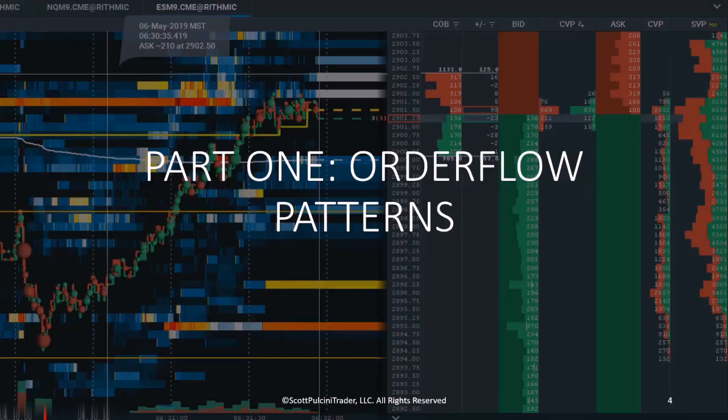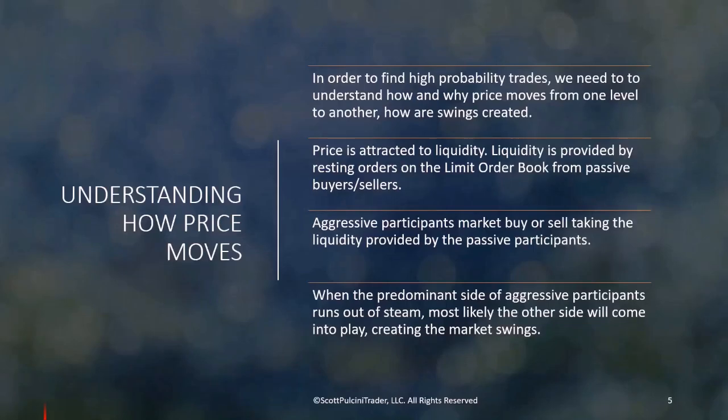Okay, so let's start by understanding the most important order flow patterns. Okay, the patterns that we are gonna use and look to get in our entries. So to find those patterns, first of all, you also need to understand how the price moves. So if we want to find high probability trades, we need to understand how and why price moves from one level to another, and how swings are created, what's behind that.